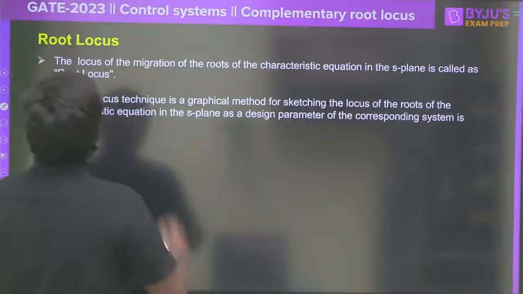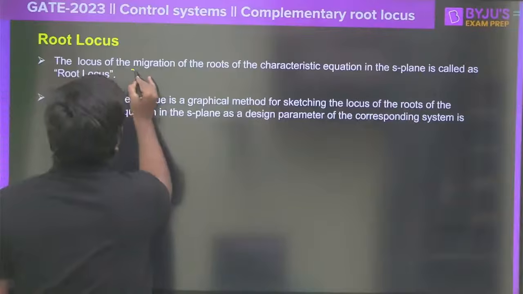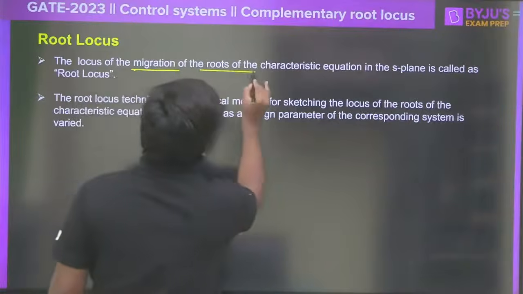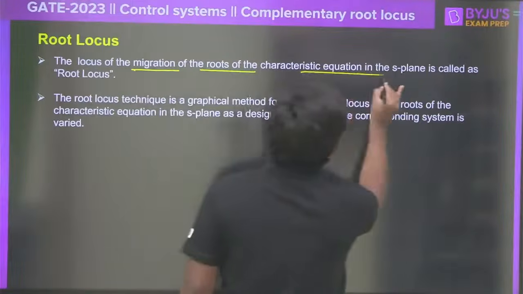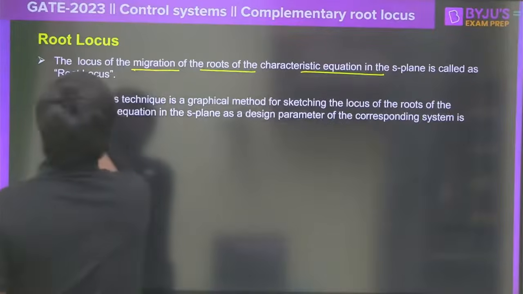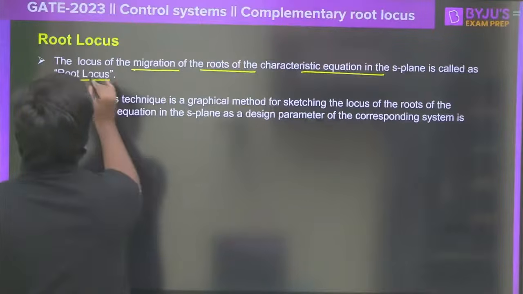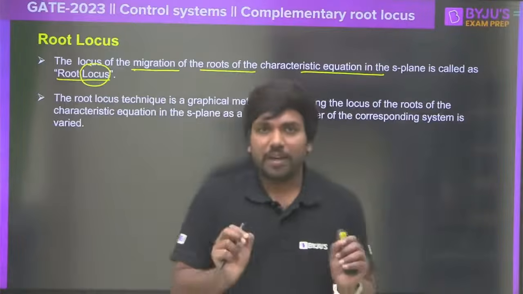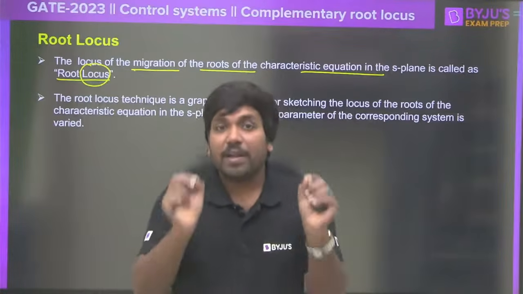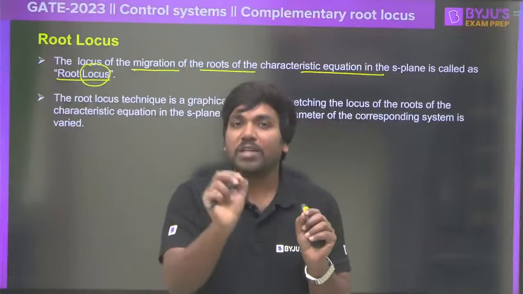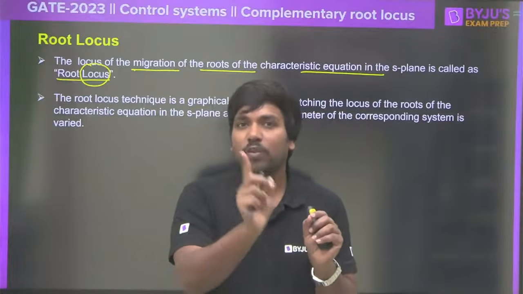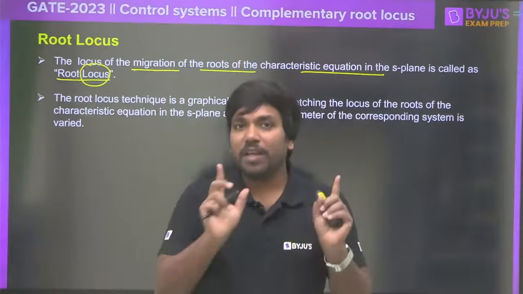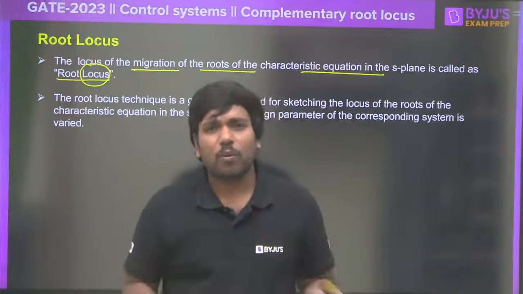So root locus, basically the locus or the migration of the roots of the characteristic equation in the S-plane is called a root locus. Simple, it is basically a locus. Locus means what? It's a path, right? Locus means it's a path traveled by the roots of the characteristic equation or poles of the closed loop control system in the S-plane, right? So as you all know, what do you mean by S-plane?